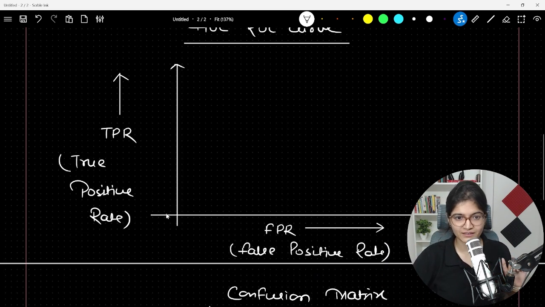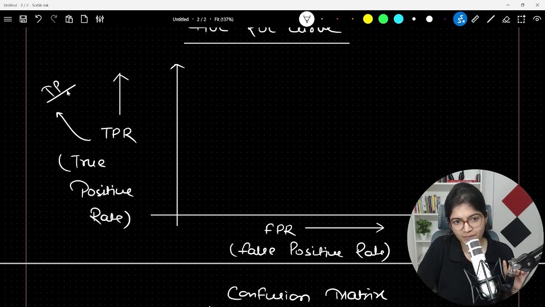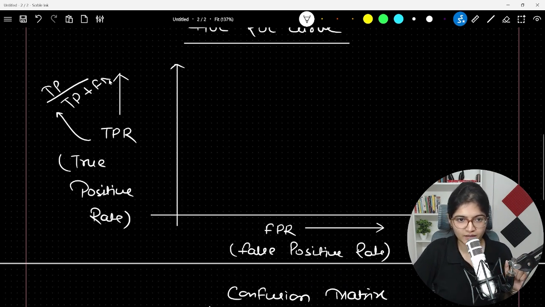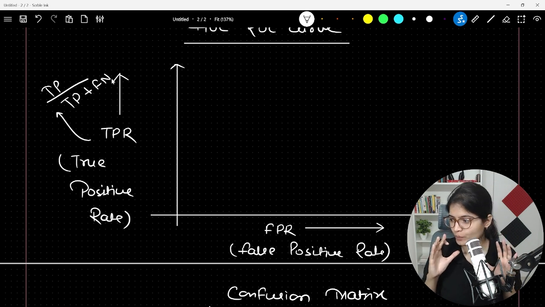So when I'm saying TPR on the y-axis, we need to evaluate the value of TP divided by TP plus the value of FN. So that is the evaluation of TPR, true positive rate.